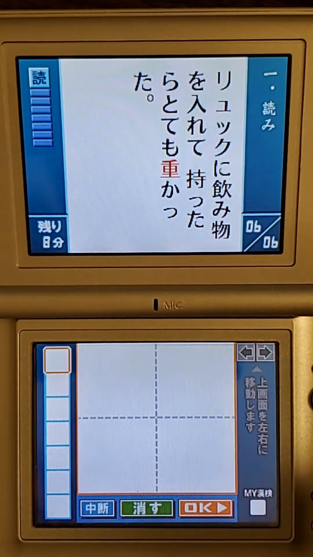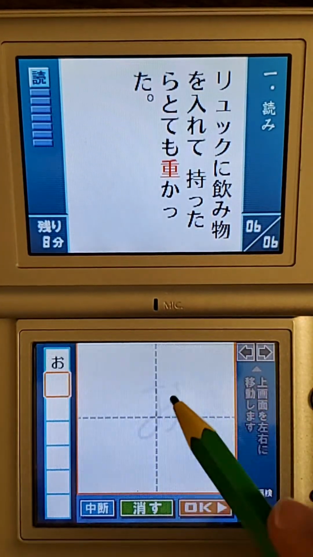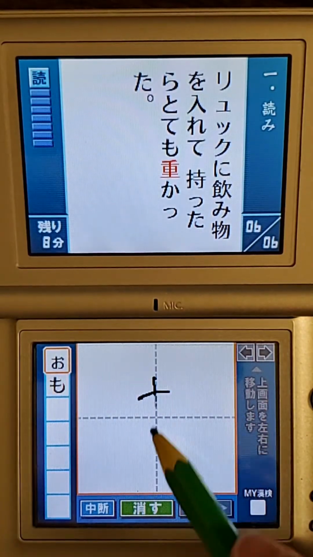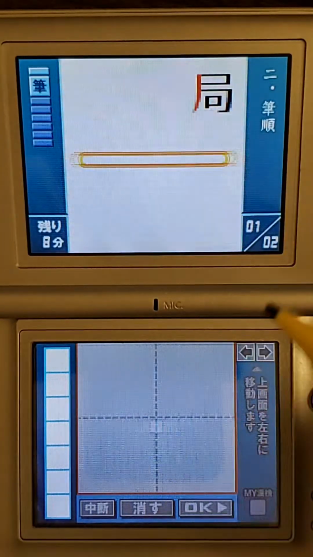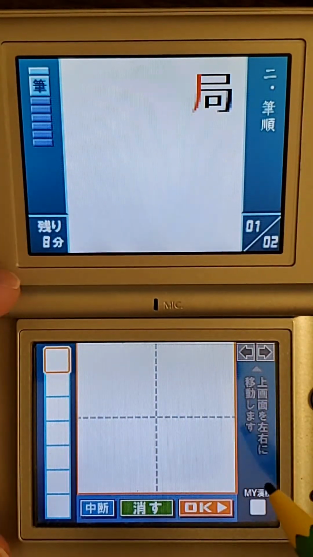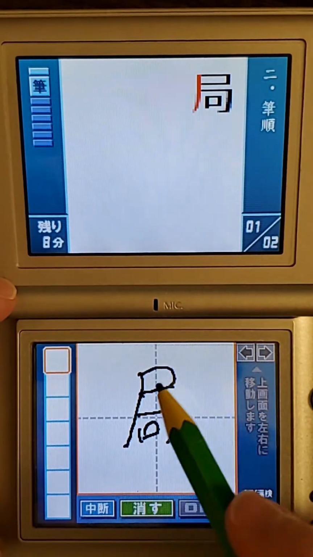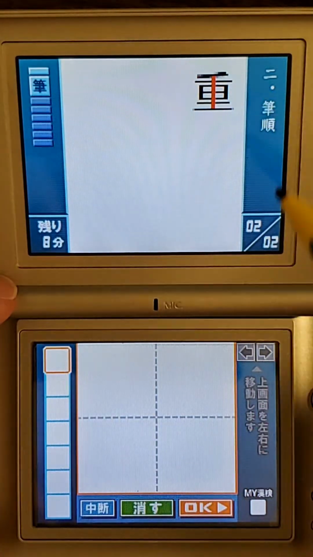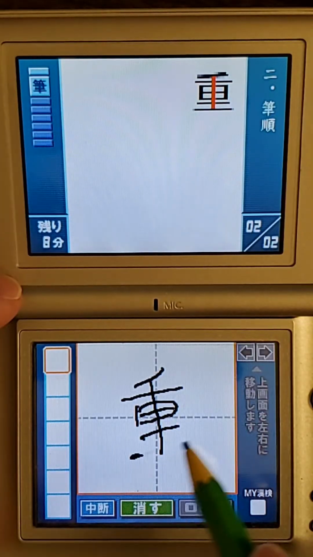Mottara, omokatta. So, o, mo, not a small one. We will need a big o, omokatta. Gotta be careful, it'll get you. All right, so kakijun, so the order of writing it. So ichi ni san, so it's san. This one, the order of writing it, ichi ni san shi go roku nana. So it's 7.